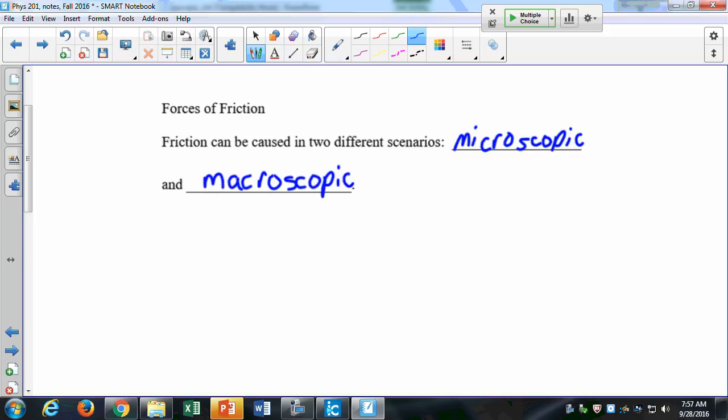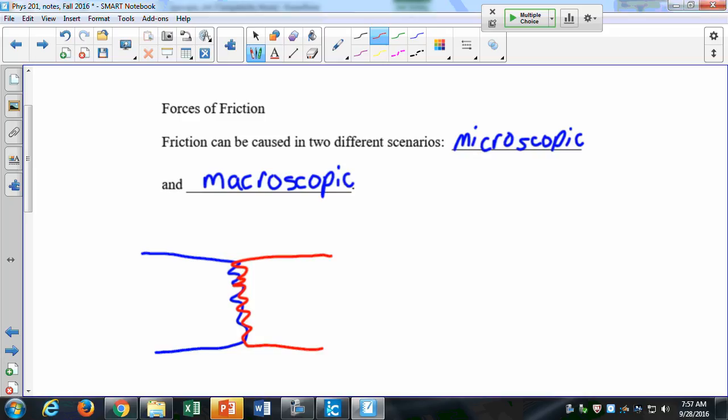This is actually pretty cool. They did this experiment where they measured the frictional force. They took two objects. They were kind of rough, like this. And they measured the frictional force in between those two objects. In lab, you're going to measure the frictional force next week, actually.